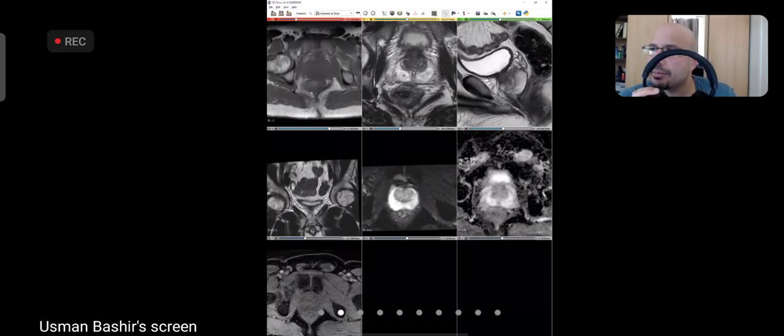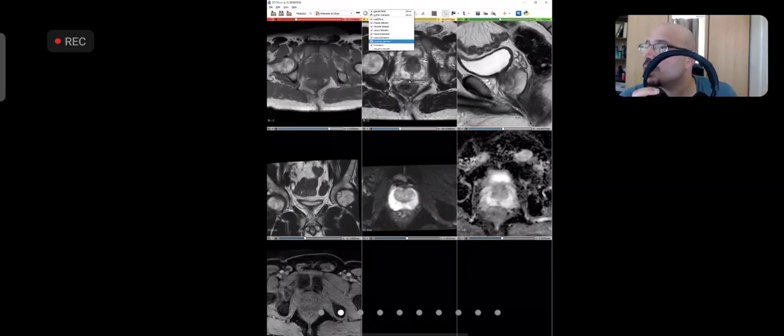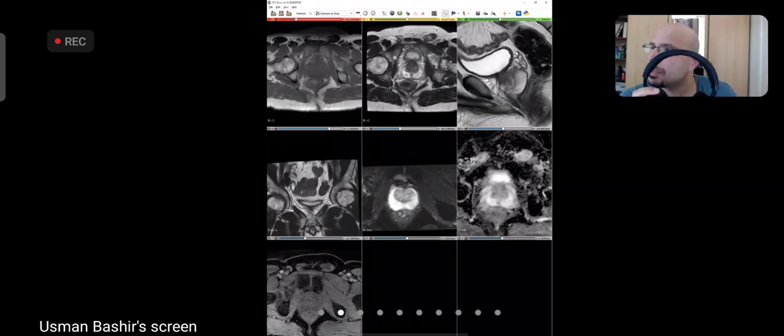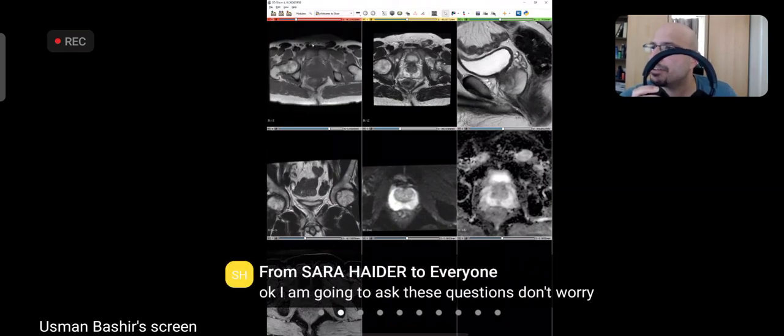You can see the fat is bright, so it's non-fat suppressed. Then there's an axial T2, high resolution. You see that the periphery of the anatomy of the person is cropped. As opposed to T1, you can see a pretty big field of view. Okay, let's get that.